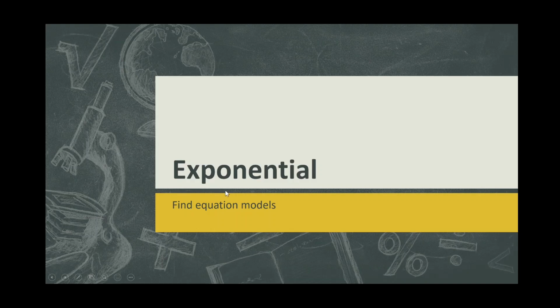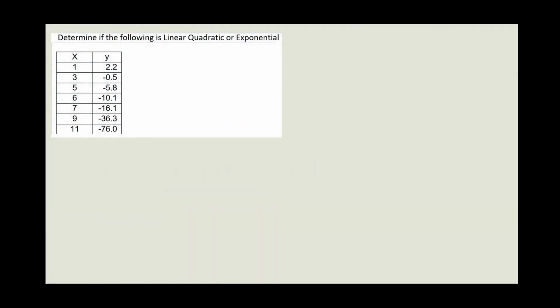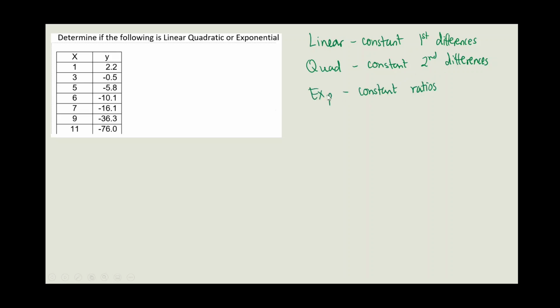In this video, I'm going to show you how to create equations to model exponential relationships. So suppose you were given a table and I asked you to figure out what kind of relationship this is: linear, quadratic, or exponential. A quick reminder, for linear, we need constant first differences. For quadratics, we need constant second differences. For exponentials, we need constant ratios. I'll show you what I mean by those in a moment.